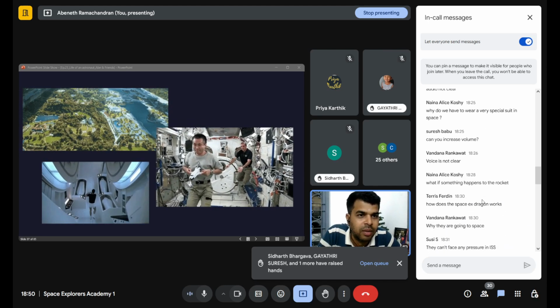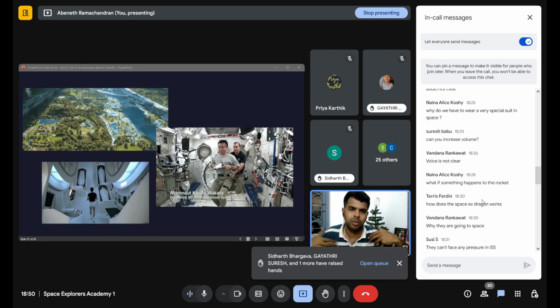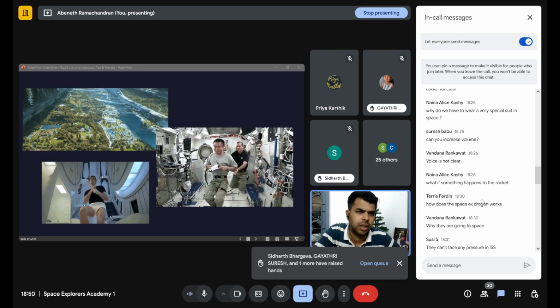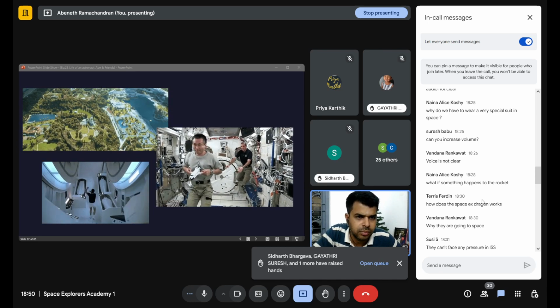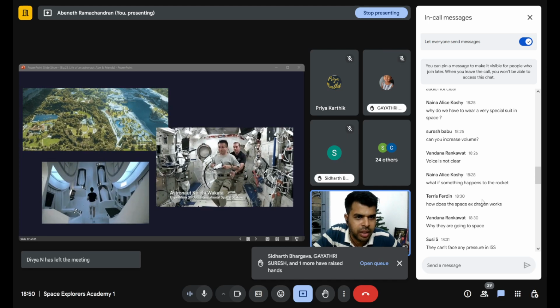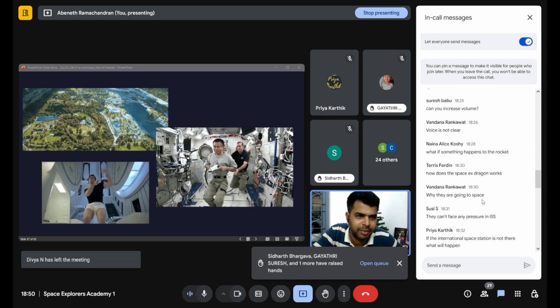Why do we have to wear a very special suit in space? Because if you go without a space suit, you will have a lot of radiation and you will have a problem with radiation poisoning. Voice is not clear. So what if something happens to the rocket? I told you nothing can happen. If it happens, it becomes a big problem for everybody else.